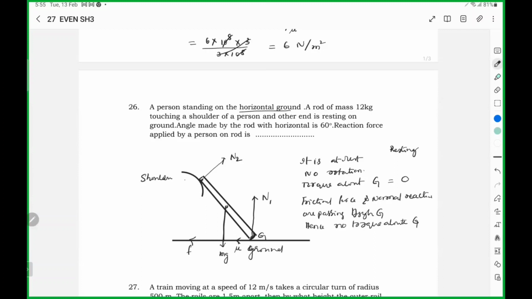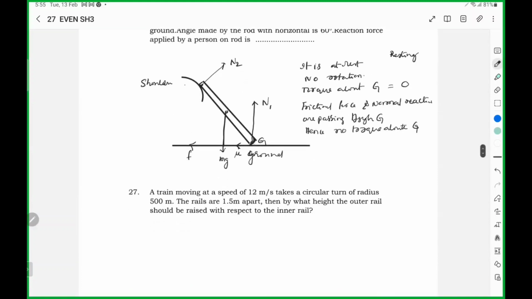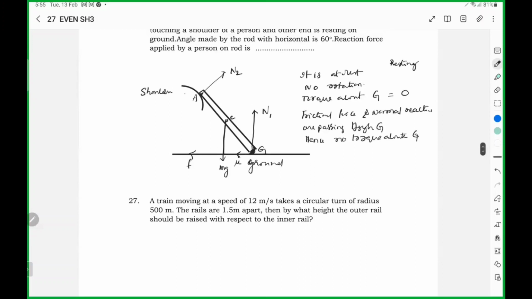Torque can be calculated with respect to any point. So I am calculating torque about G. You can calculate torque about C, or about any point. Since the effect of two forces becomes 0 once you consider G as the reference point, that is why I am preferring G to evaluate torque. Now, the leftover forces are N2 and the weight.